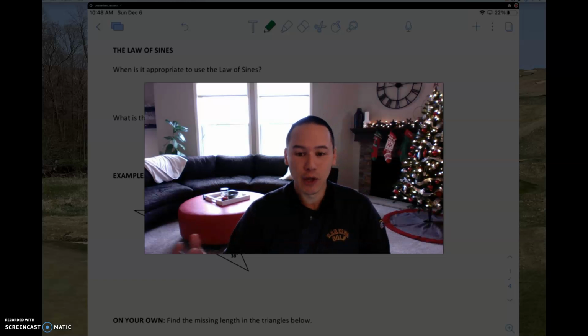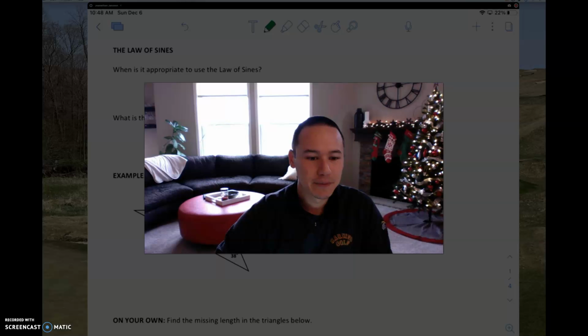So we can use the law of sines to find missing angles and missing lengths. We can use law of cosines to find missing angles and missing lengths, or we can use the area of a triangle formula, which I'll show you later on, to find the area of a triangle. So in the past, you've worked with mostly right triangles. This stuff will work with any kind of triangles. So that's what we're going to do, and we're going to start with the law of sines.